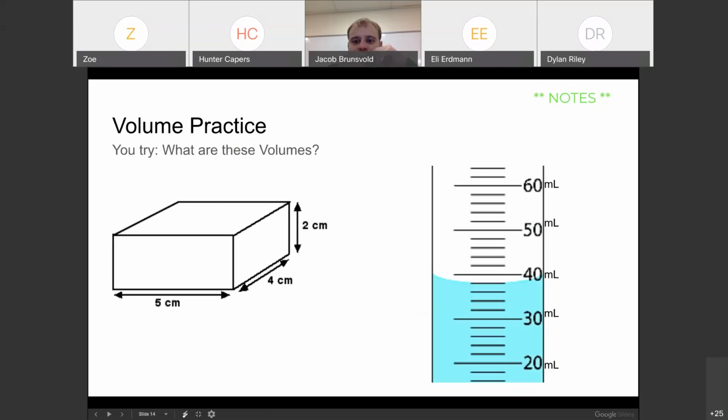All right, looks like you smarty pantses all got it. It is 40 centimeters cubed, or 40 milliliters, right? Those are both correct. So 4 times 5 times 2. Well, 5 times 4 is 20, times 2 gets you to 40. Centimeters, centimeters, and centimeters gets us to centimeters cubed.